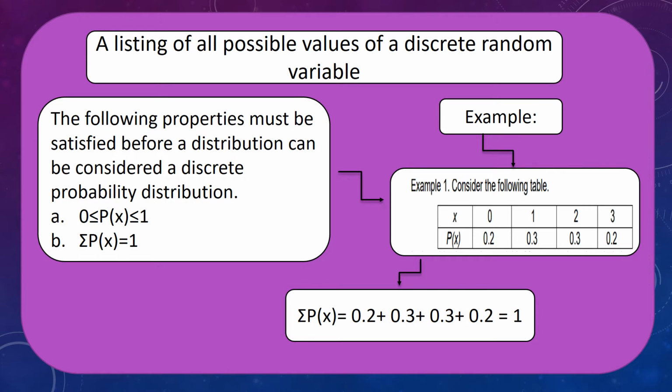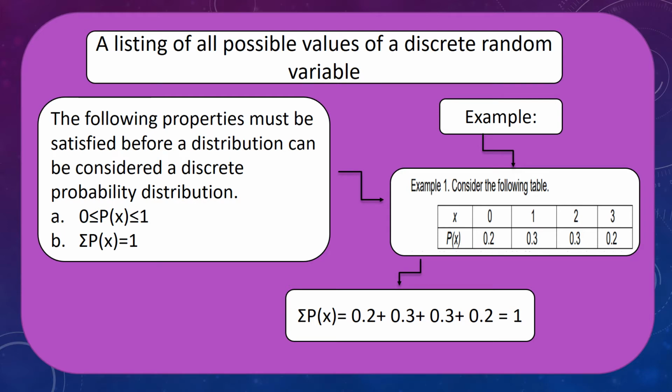So for example, in that situation, we have the table. Example 1. Consider the following table. We have x and P(x). We have 0, 1, 2, and 3, with the distribution 0.2, 0.3, 0.3, and 0.2. And we have the summation of P(x) is equal to 0.2 plus 0.3 plus 0.3 plus 0.2, which is equal to 1.